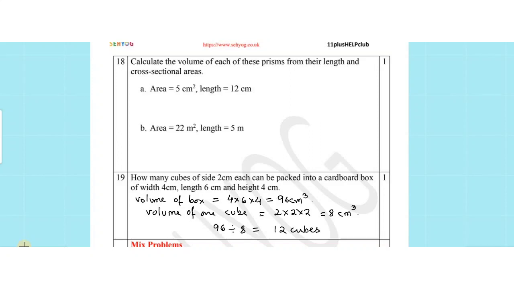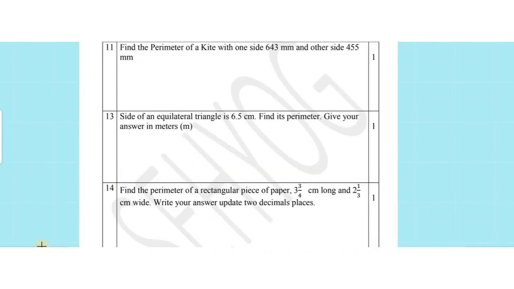In question number 18, we want to calculate the volume of each of these prisms. So formula is area times length. Area is 5 times 12, 60 centimeter cube. For part B, area times length, 22 times 5, we get 110 meter cube, which is the volume of the prism.